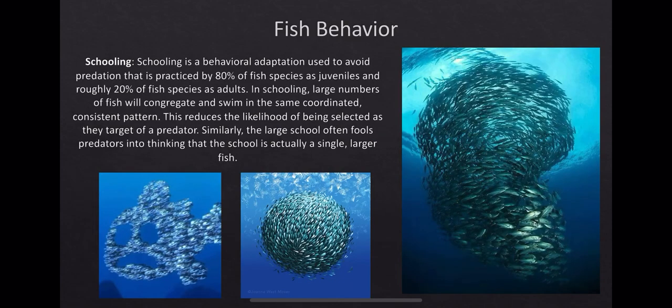Schooling, think Finding Nemo when you have the big group of fish that forms the giant fish and tries to talk. This is when a lot of fish work and swim and live together in a large group in order to deter predators. So this is actually practiced by 80% of juvenile fish and up to 20% of adult species. So it's very highly used. And it just coordinates numbers of fish in a consistent pattern to convince a predator that either 1, you shouldn't attack us, or 2, it confuses them.